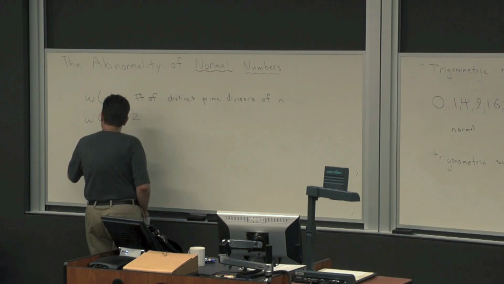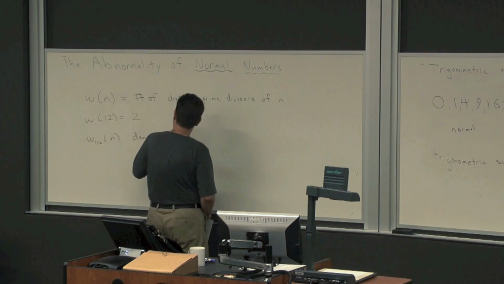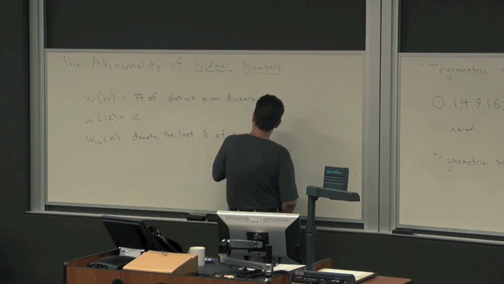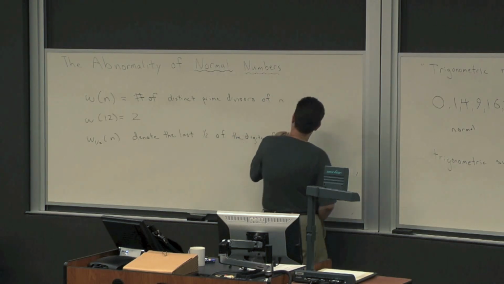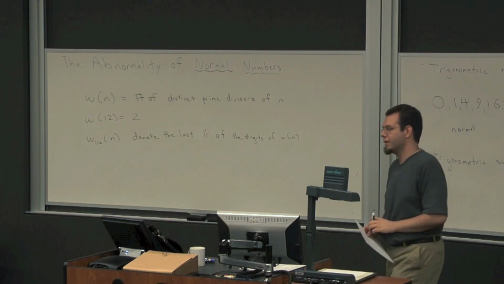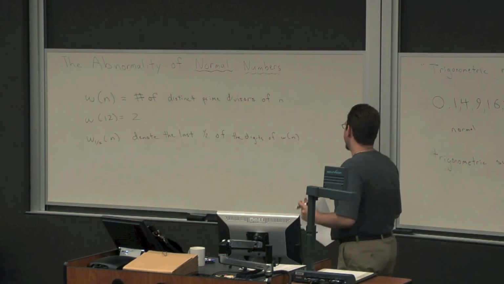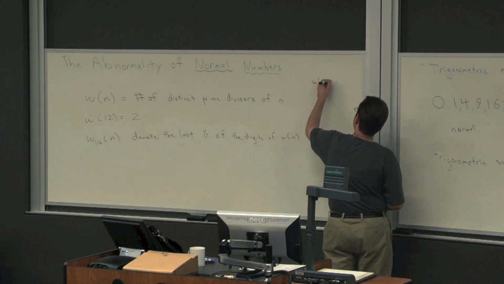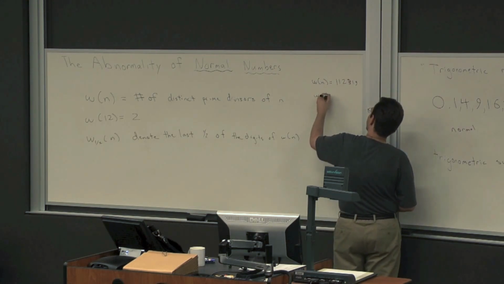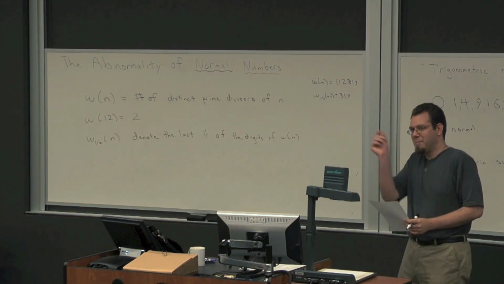And let omega 1/2 of n denote the last half of the digits of omega n. Ordered from smallest to greatest? No, just as they are. So if, say, omega of n is equal to 112319, then omega 1/2 of n would just be 319. And if there's an odd number of digits, pick one extra.